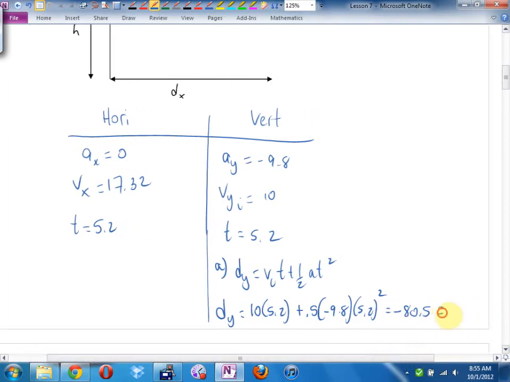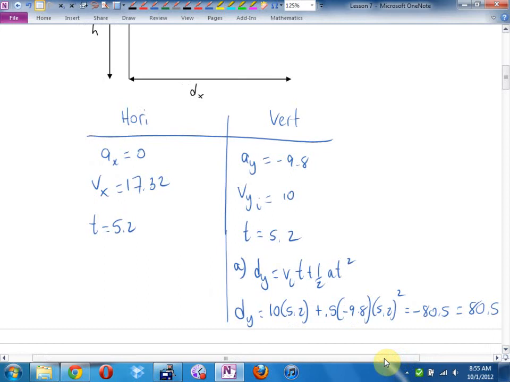80.5? And I'll just put equals 80.5 meters. I think height's a scalar. And they also want the range, dx, b.